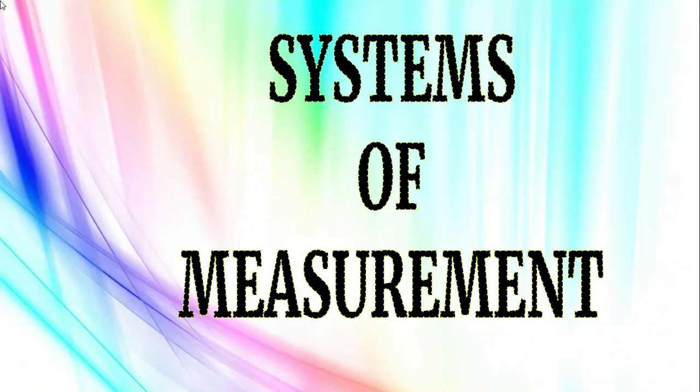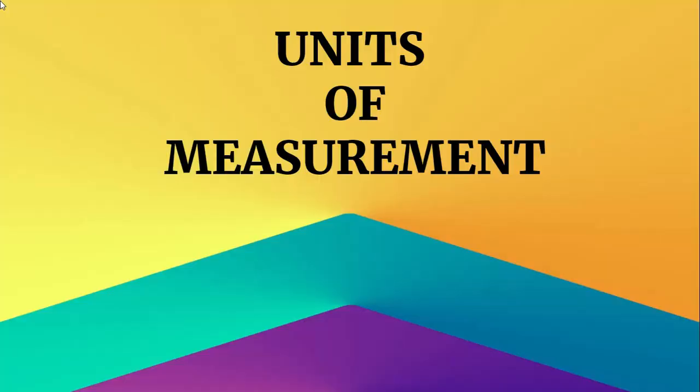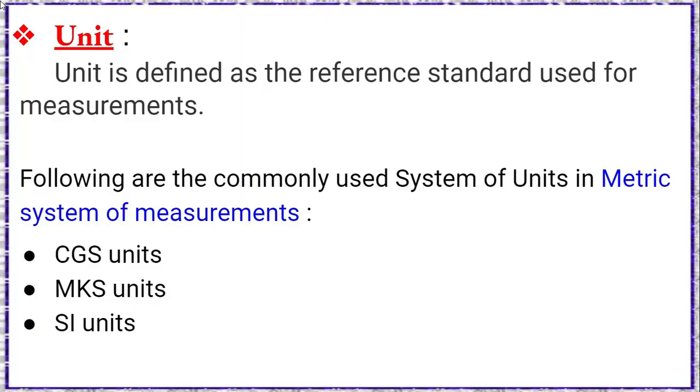Systems of measurement. There are three main systems of measurement used in the world. One is the metric system, another is the British Imperial system, and the other is the U.S. Customary system. Let us move on to units of measurement. What is a unit? A unit is defined as the reference standard used for measurements.